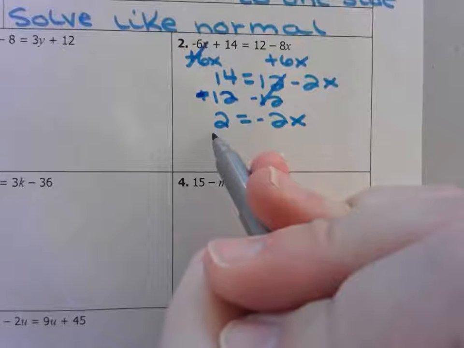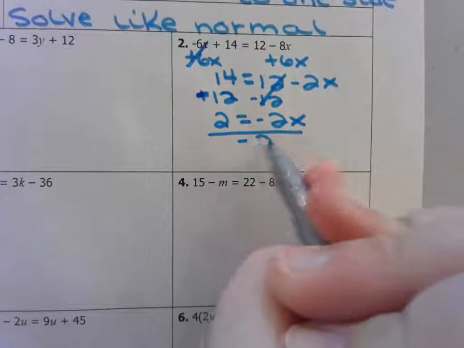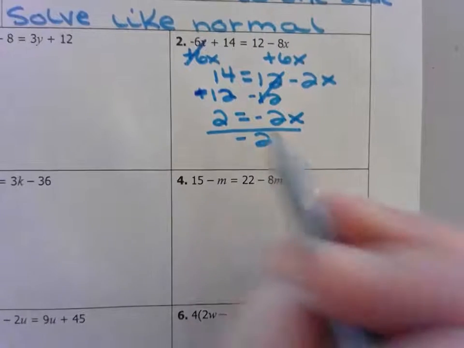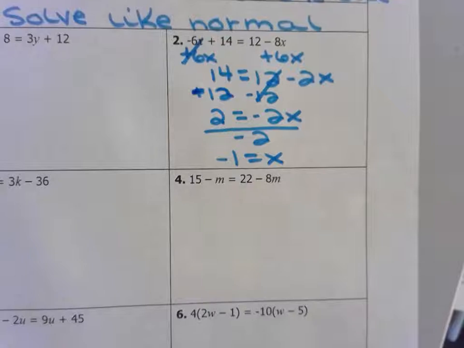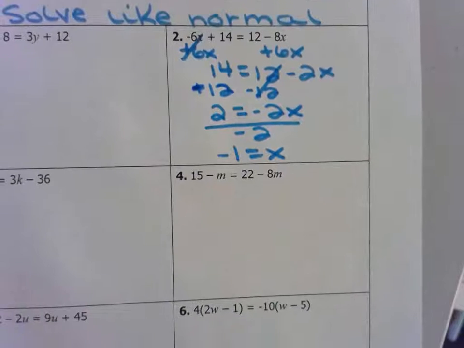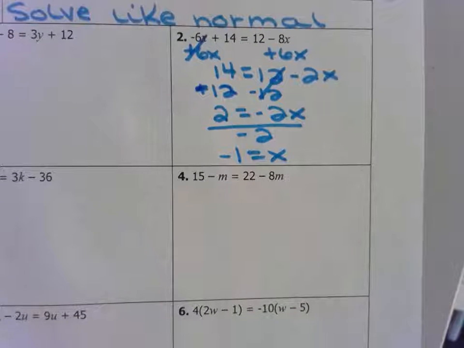Divide by negative 2. 2 divided by negative 2, negative 1 is equal to x. It doesn't matter if you put the x's on the left or the right, you would get the same answer. Okay, any questions on that?